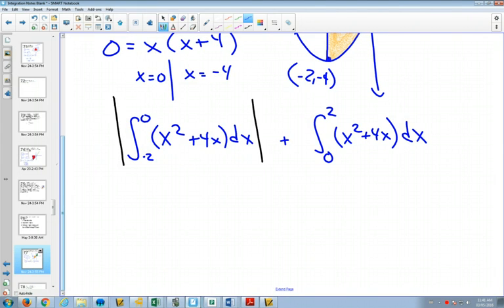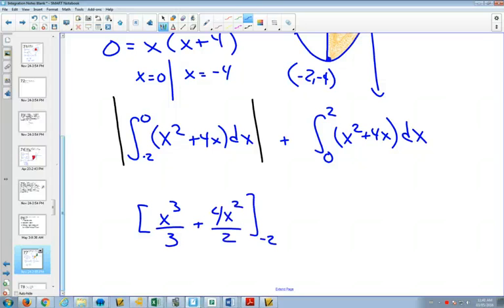So now when we figure this out, we're going to have x cubed over 3 plus 4x squared over 2. Keep that in my absolute value bars.